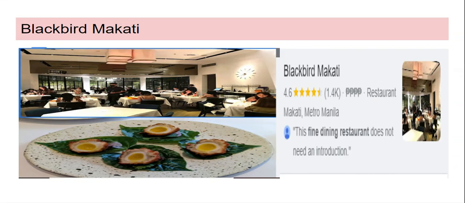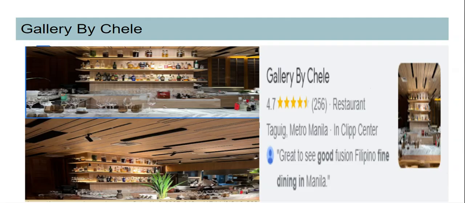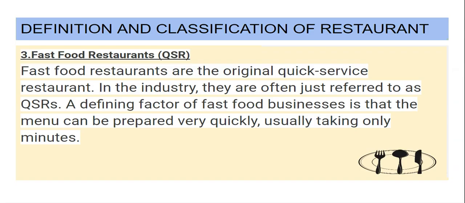And also we have the Blackbird restaurant somewhere in Makati. And we also have the Gallery by Shell, located at the Gig, Metro Manila. And they also have the bar station, as you can see here from the illustration. They offer different drinks, so it can be alcoholic and non-alcoholic beverages. Okay? And we have another classification, which is the fast food restaurants.